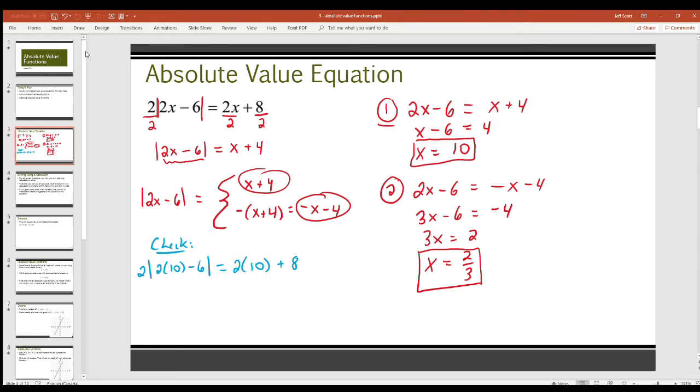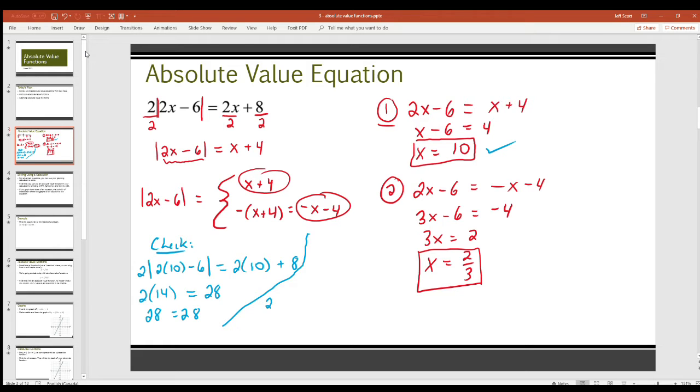2 times 10 is 20. 20 minus 6 is 14. So we're going to get 2 times the absolute value of 14, which is 2 times 14, of course. On the right-hand side of the equation, 2 times 10 is 20, plus 8 is going to be 28. 2 times 14, of course, is 28. So 28 equals 28. That confirms that x equals 10 is a possible answer. Now, we'll also check the other one. I'm just going to split this away so I have a little bit of room and I don't clutter it with the other one. We'll check the x equals 2 over 3 as well.